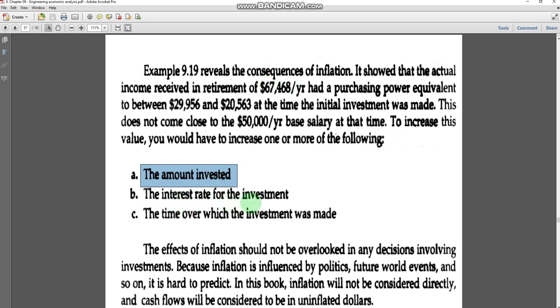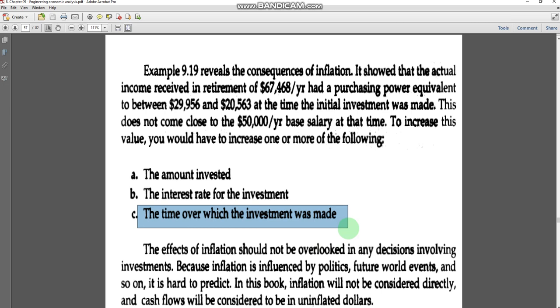The interest rate of the investment: if you are putting your money in some investment, then you can increase the rate of interest. Okay, to increase this money. The time over which the investment was made: you have to see what the investment time is. If you increase the number of years, then obviously it can return you more money.